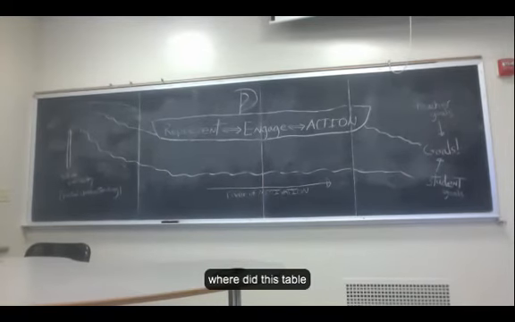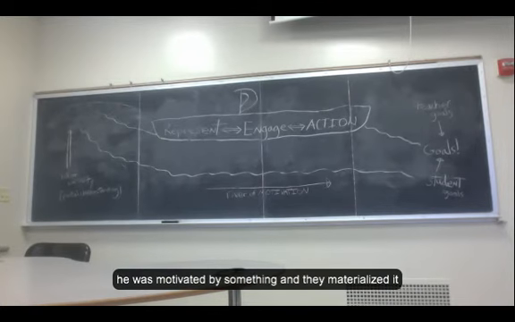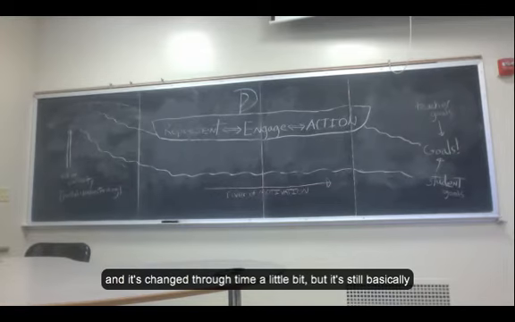So, where did this table come from? Did it pop out of a volcano, form on the bottom of a riverbed? Nope. Somebody made it, right? Somebody thought of it. Somebody was motivated by something, and they materialized it. Now, there are lots of different kinds of tables, right? You know, it's changed a little bit since its invention, and it's changed through time a little bit, right? But it's still basically a table.